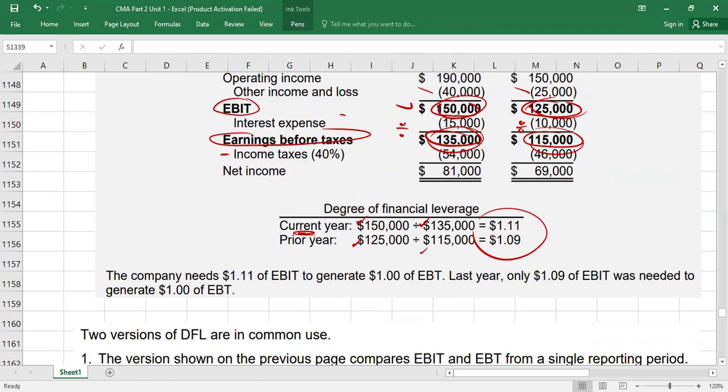For the current year, the answer is 1.11. You can attach a dollar sign here also, it's fine. And then here, 1.09. So where is the higher answer? Here the answer is higher, and here the answer is lower. It means here we have high risk and here we have less risk. Now let's understand what the interpretation of this means.